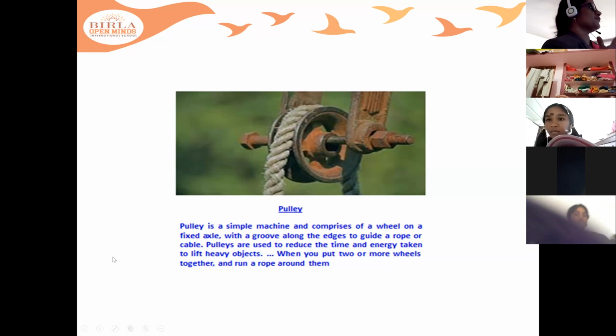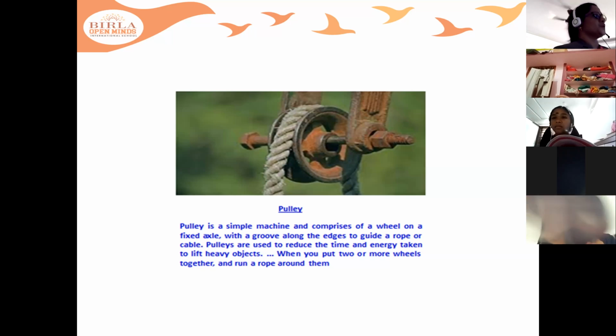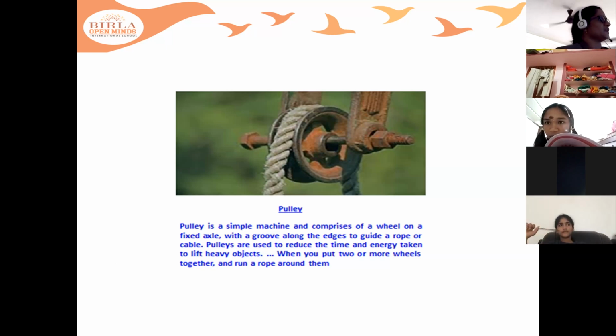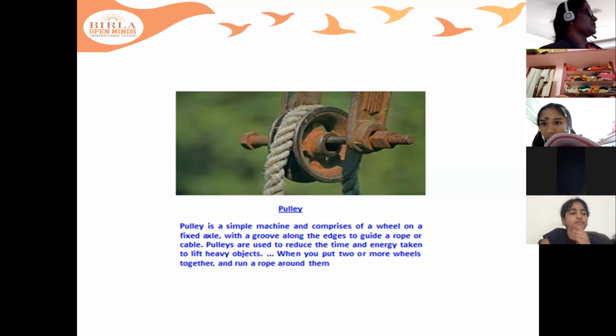So now, further talking about a pulley. In a pulley, again we can see a wheel which has been arranged in a pulley. Pulley is also a simple machine. It consists of a wheel which has a fixed axle. Axle is nothing but a rod which is fixed in between the wheel. This rod makes the wheel easy to move, and the rope is used.